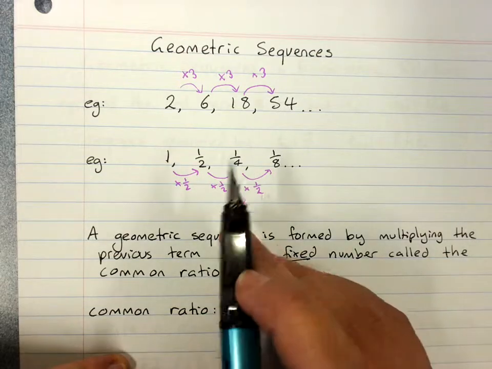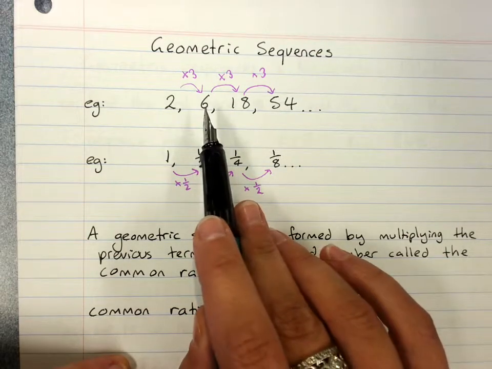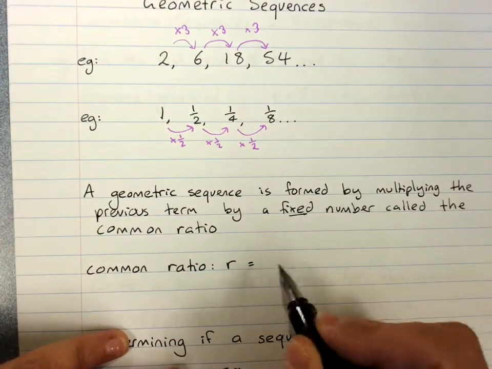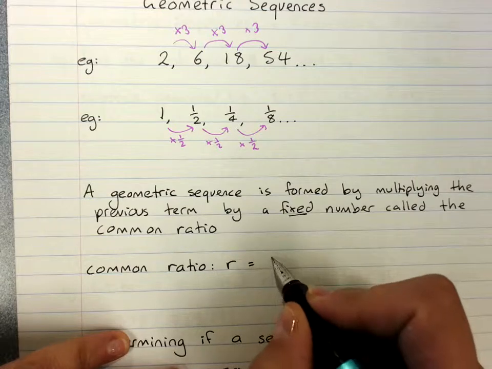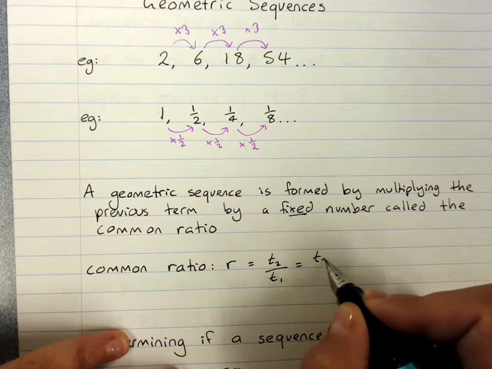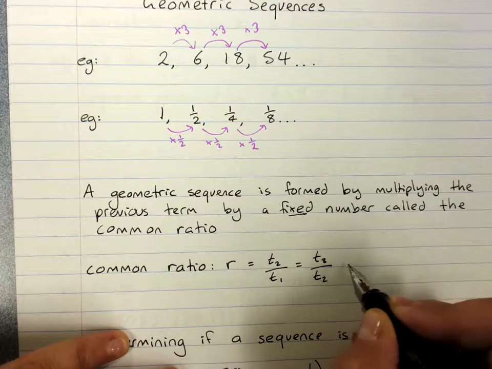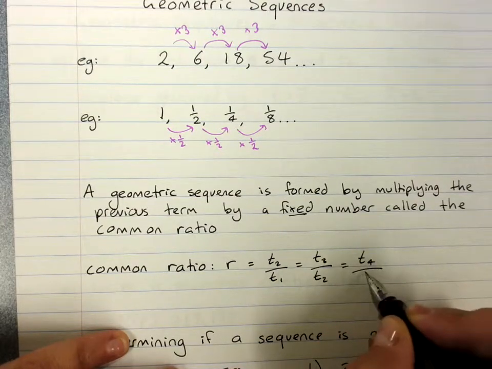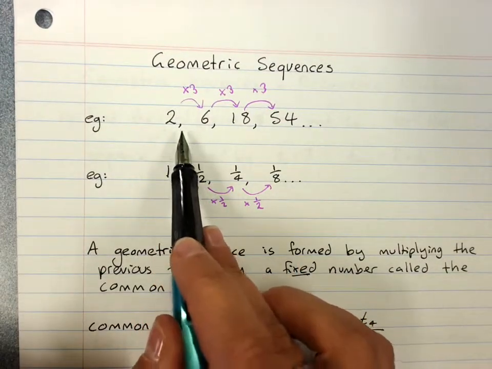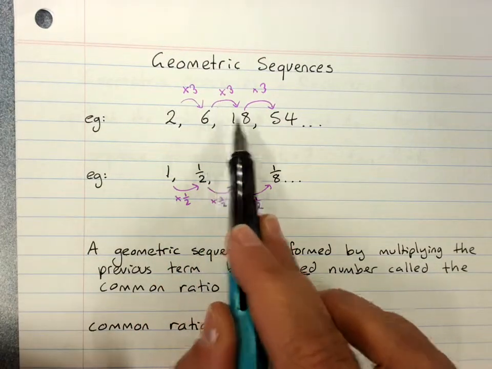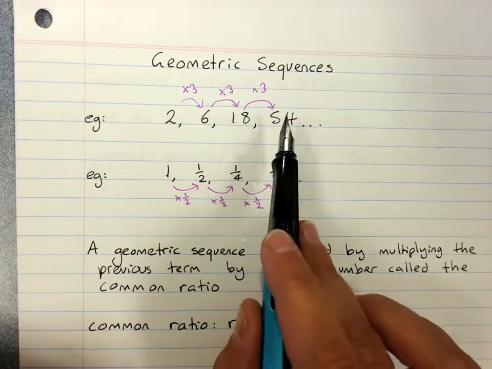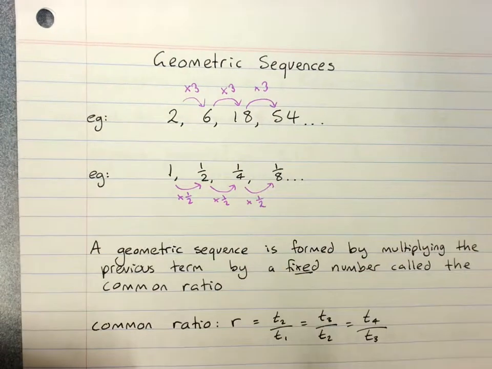You'll remember that we got the common difference by doing each term minus the term before it. The common ratio is each term divided by the term before it. T2 divided by T1, which is the same as T3 divided by T2, which is the same as T4 divided by T3. So here, 6 divided by 2 is 3. 18 divided by 6 is 3. 54 divided by 18 is 3. So you divide the term by the term before it to find the common ratio.